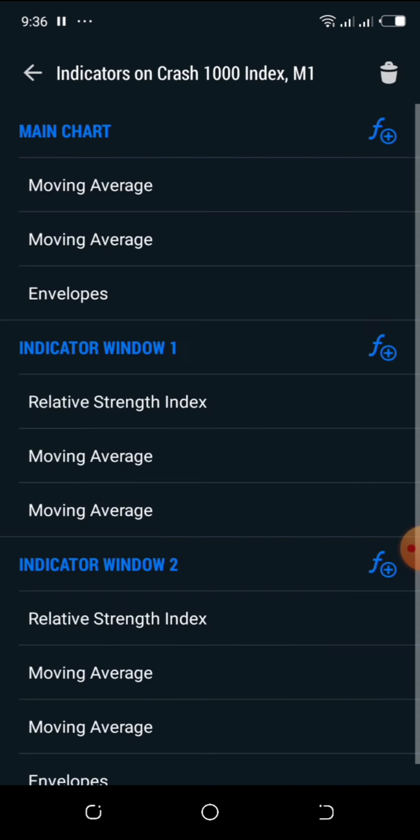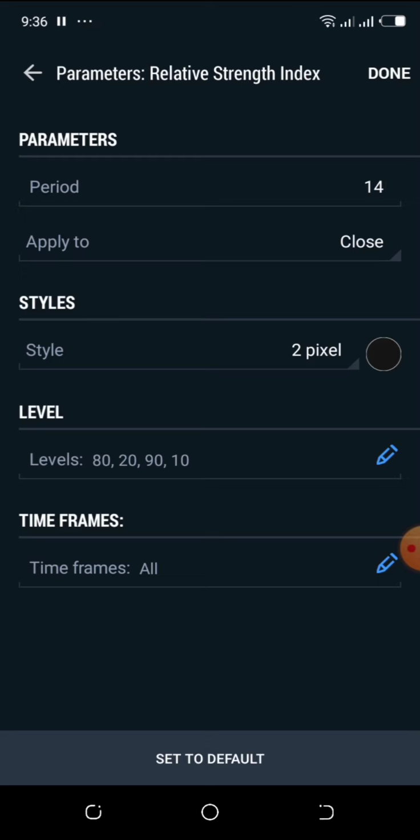All right, so let's go into the settings. We have three indicators that we are going to use for this particular spike indicator. The first one is RSI. This is the setting: period is 14, apply to close, then style should be 2, then the color should be black. Just make sure that you follow the instruction here.